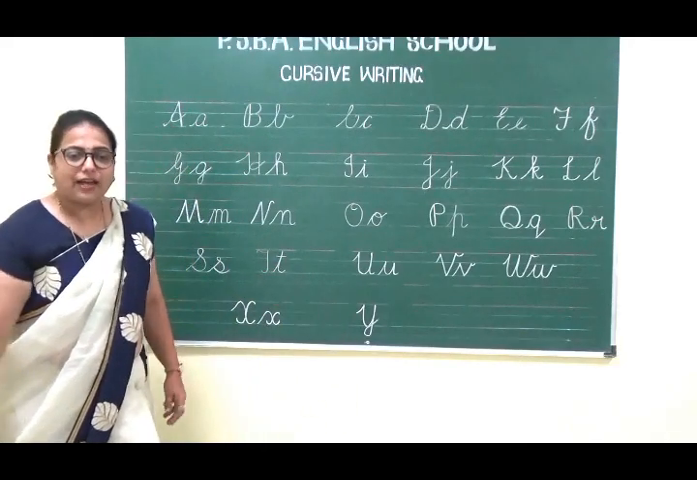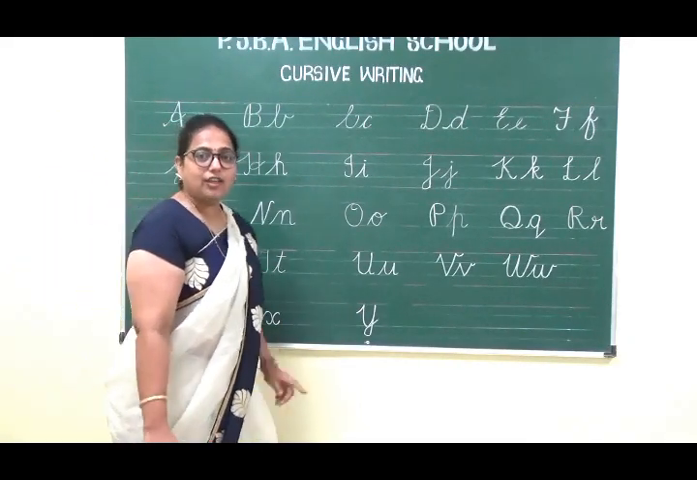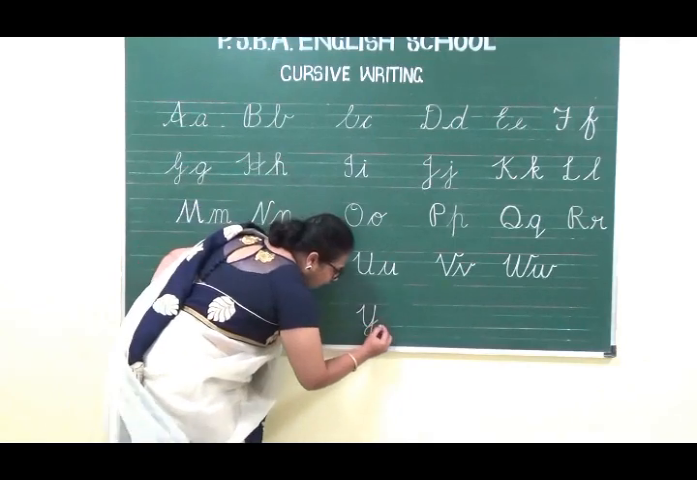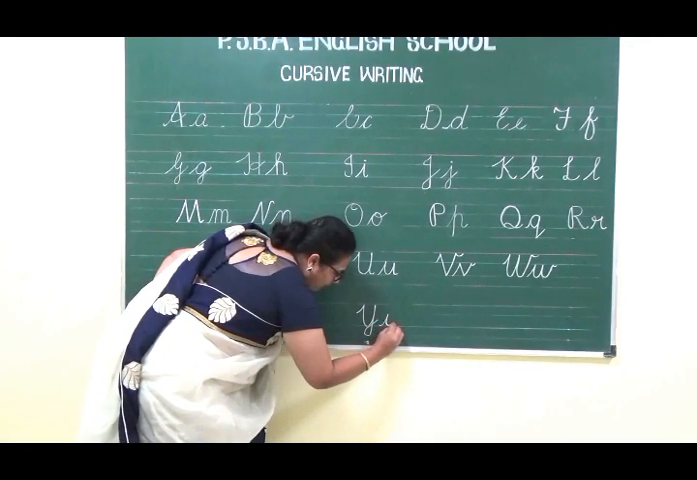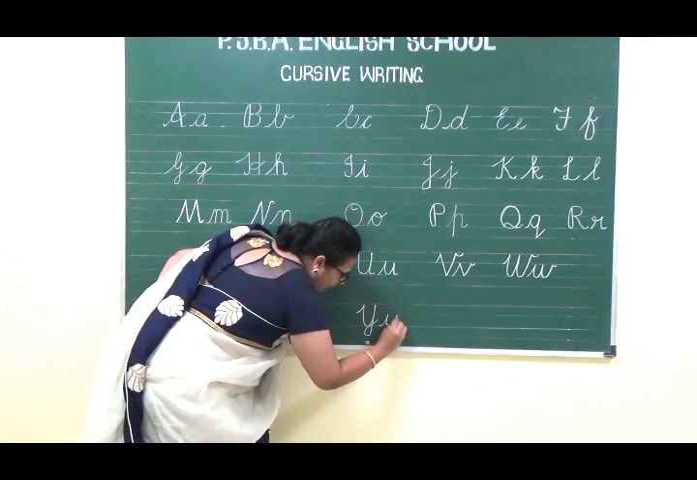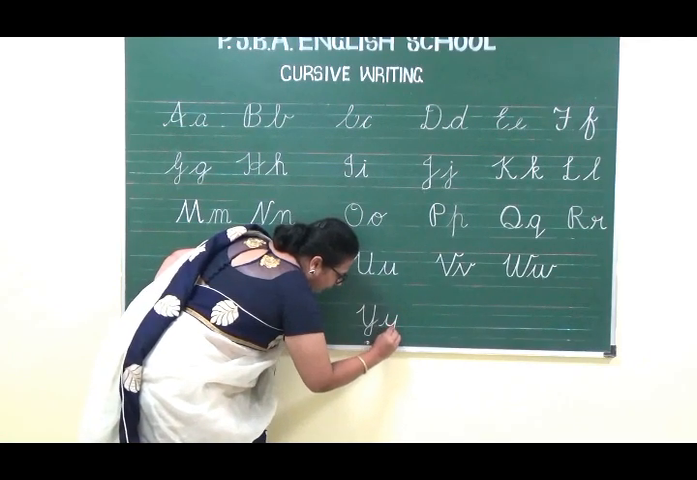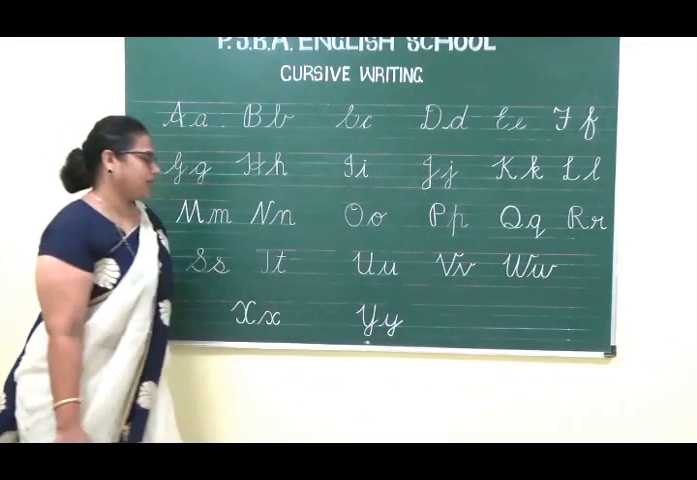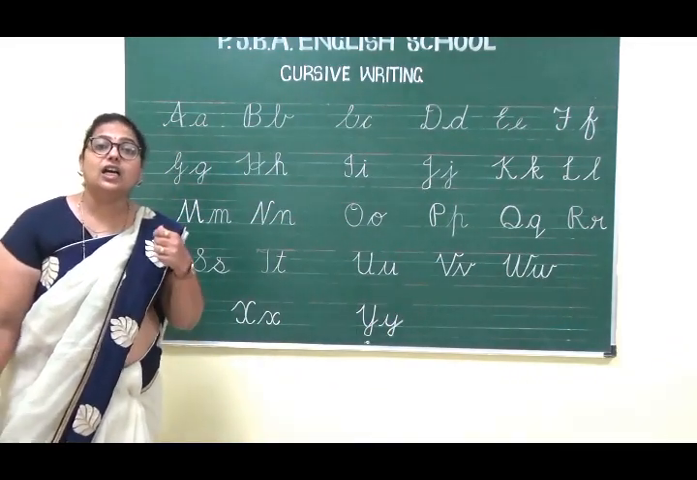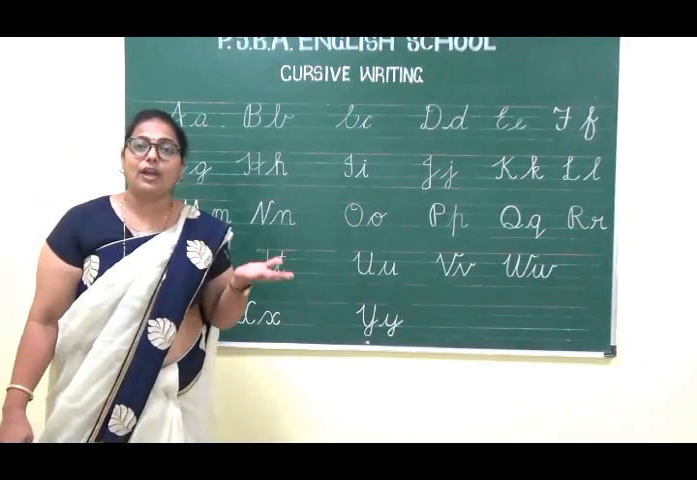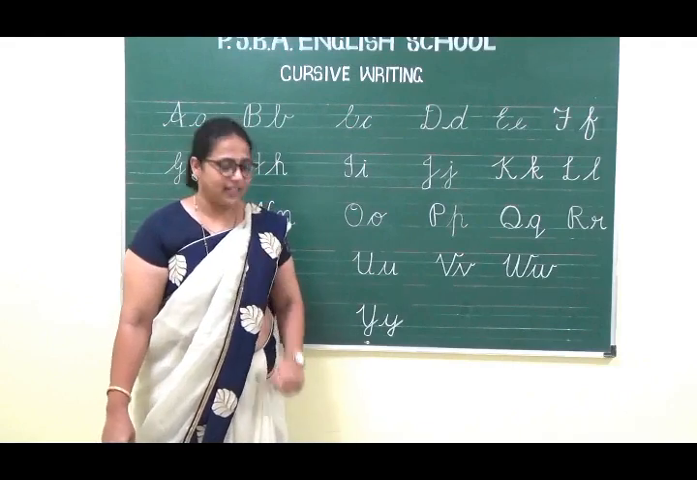Now let's see how to write small cursive y. Small cursive y goes like this. From the third line to the second line is a slanting line. Come down, make a curve, and again come down. This is small cursive y. Y says y. Y for yellow. Right. Let us see how to write capital cursive Z.